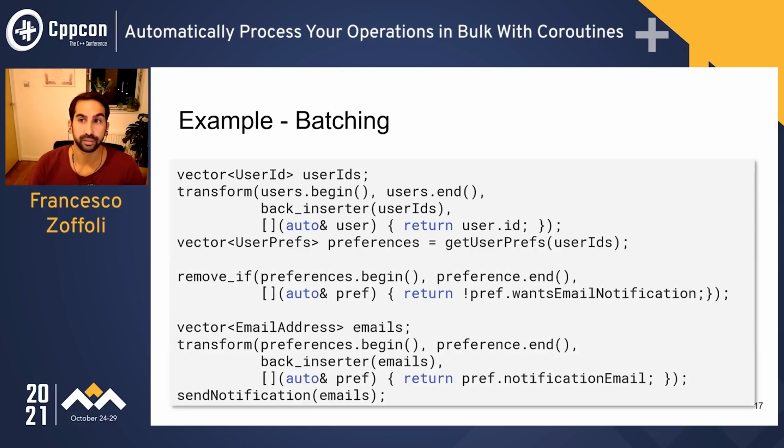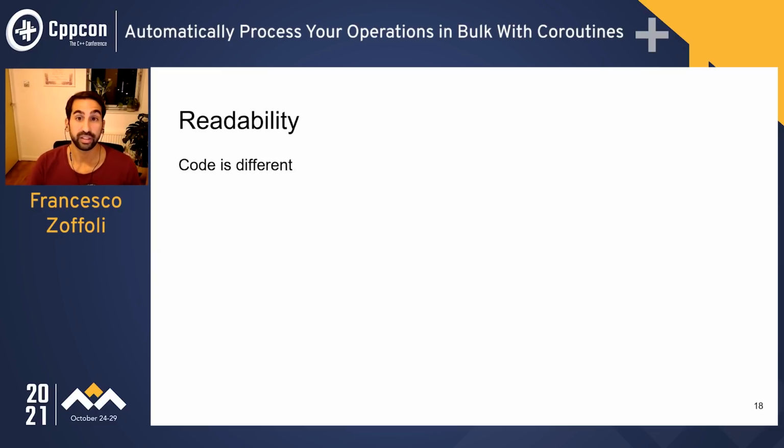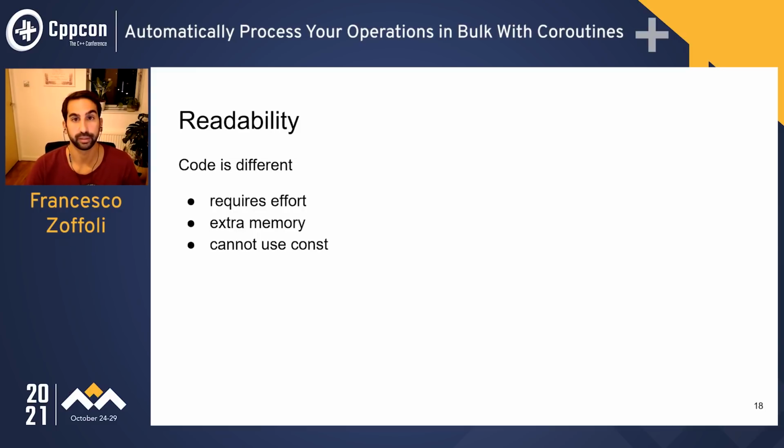Once put all together, this is the resulting code. What we can see is that the code is very different. It requires more effort to read and understand what was the idea behind the logic. It uses extra memory because we have multiple vectors which are kept alive for the duration of the function, unless you explicitly call clear. And also, you cannot use const on the vectors because the algorithms are going to modify the vectors after they've been created.